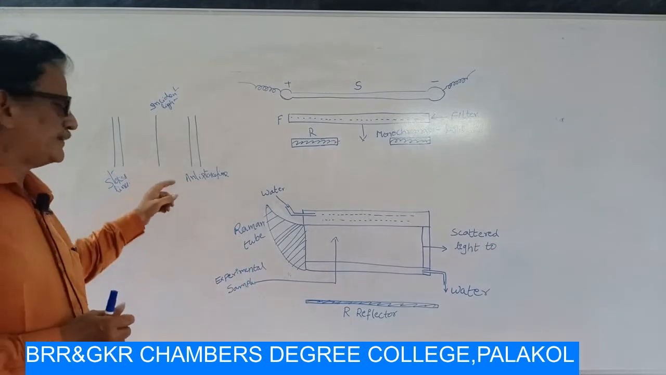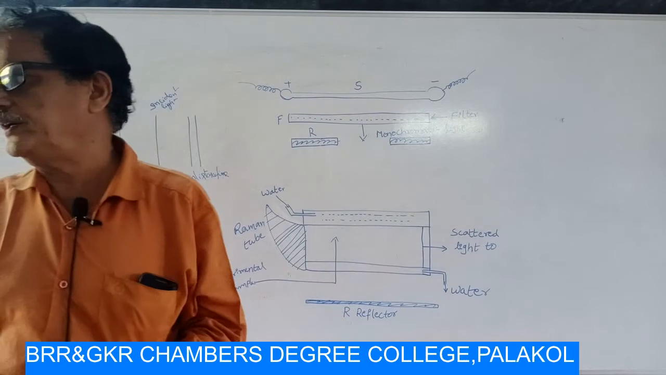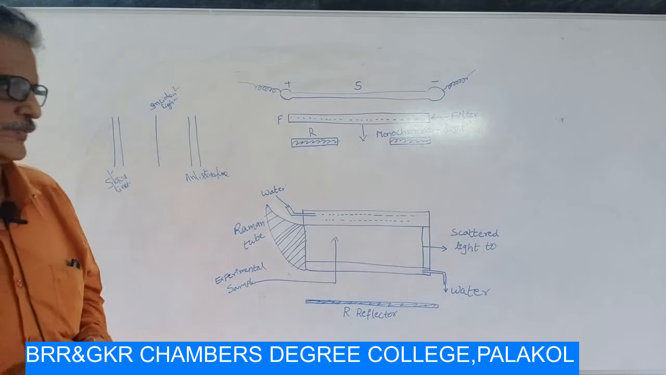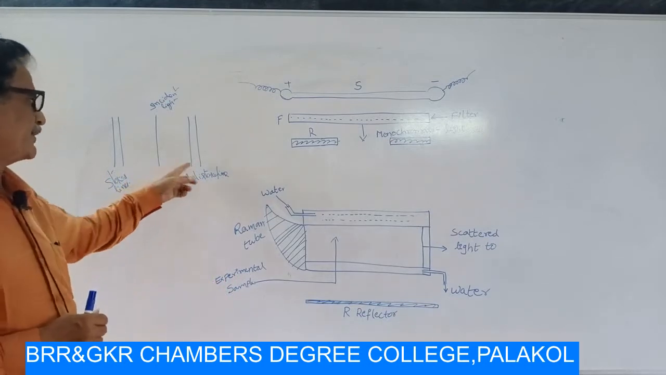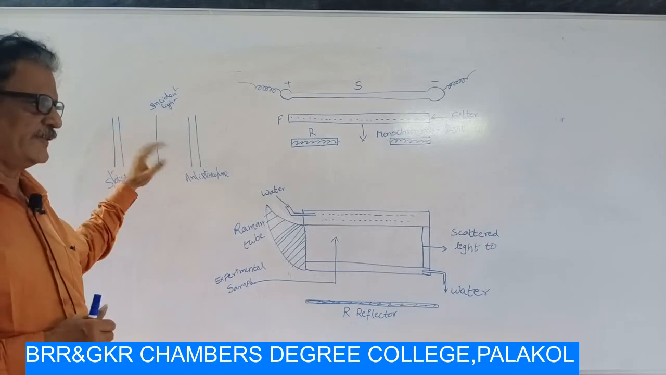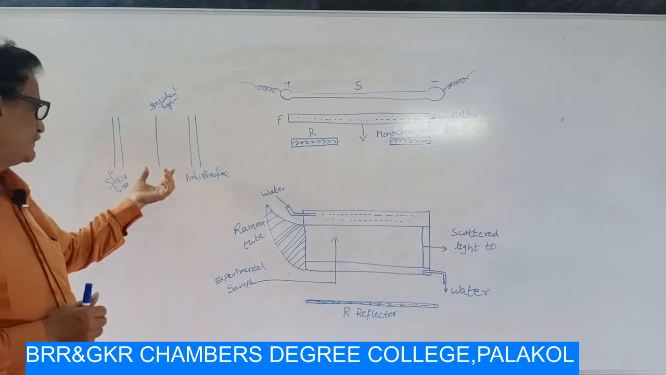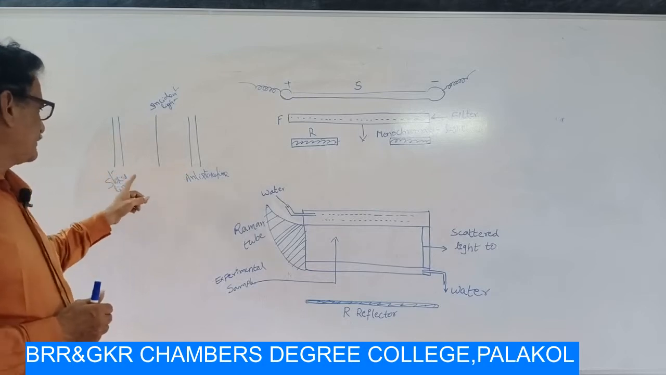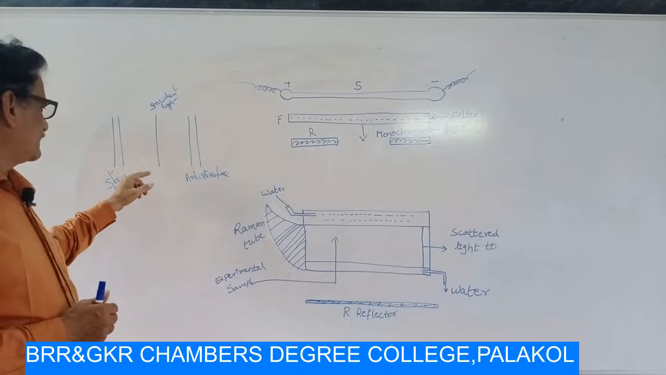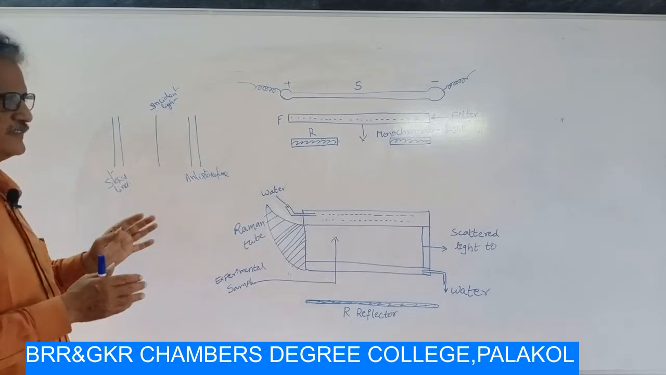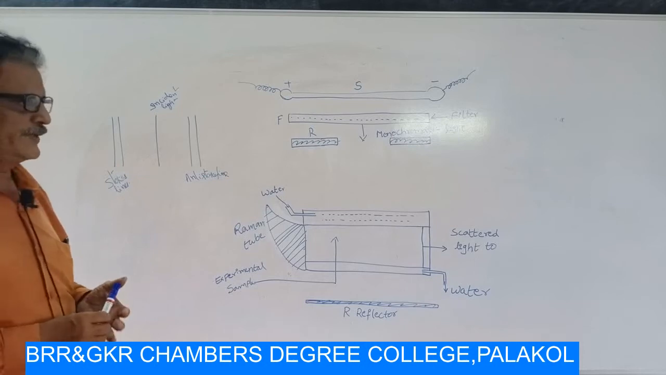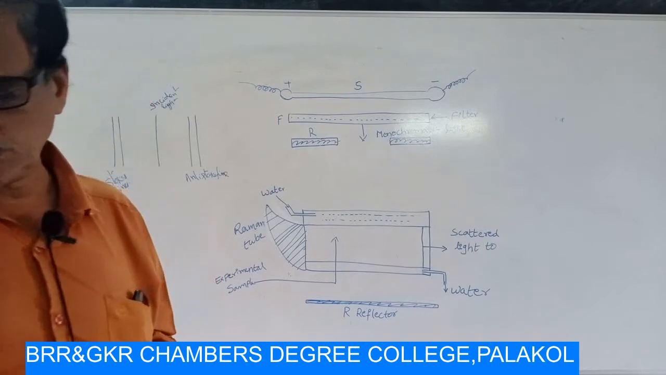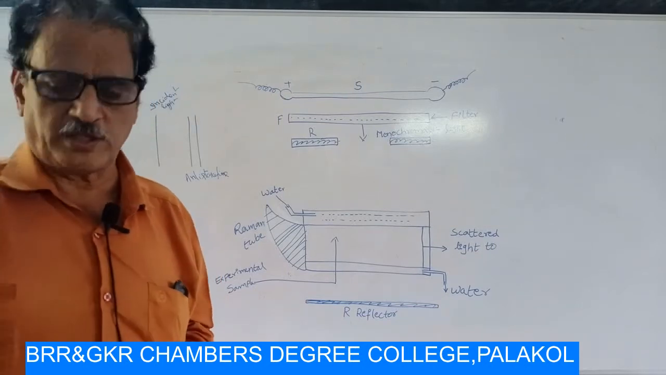The Raman lines are symmetrically situated on either side of the original line. That means the separation between the original line and the anti-Stokes line, as well as the original line and the Stokes line, is the same. The reason for this is explained on the basis of quantum theory.